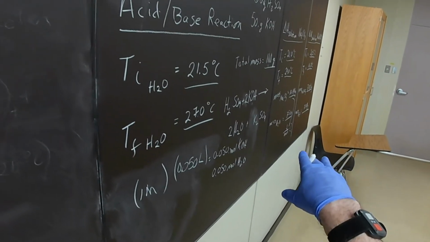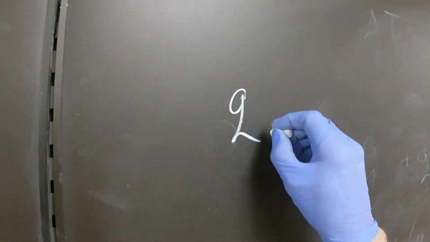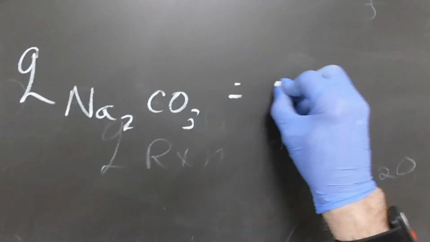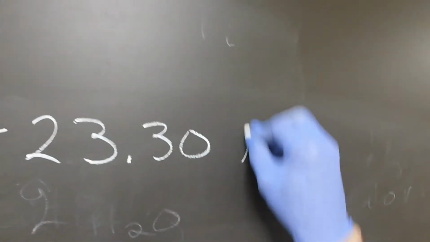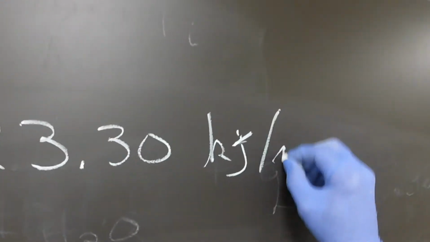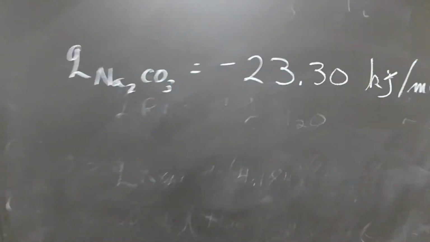We worked forwards to find the heat of solution. But now we're going to use the accepted value for the heat of solution for the sodium carbonate from your table. And that value is minus 23.30 kilojoules per mole.